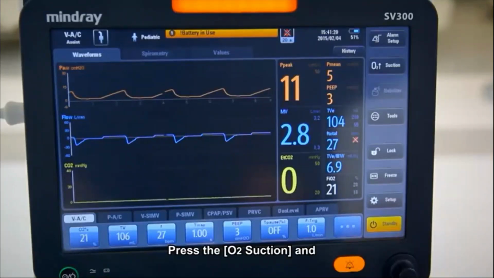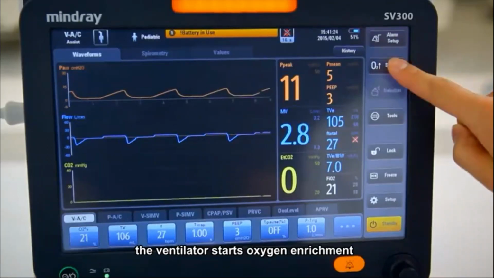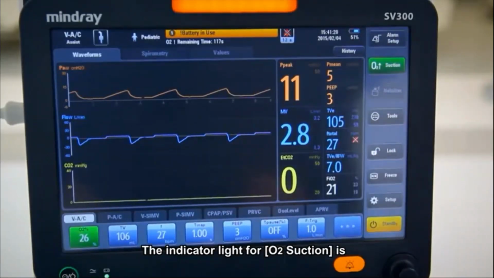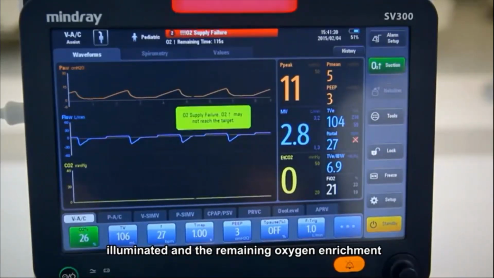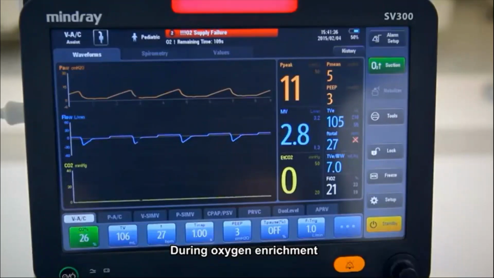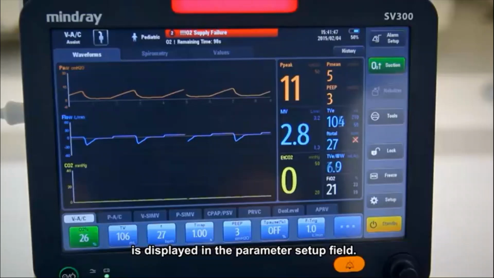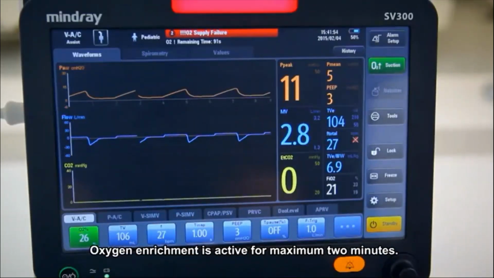O2 suction. Press the O2 suction and the ventilator starts oxygen enrichment. The indicator light for O2 suction is illuminated and the remaining oxygen enrichment time is displayed in the prompt message field. During oxygen enrichment, the currently set oxygen concentration is displayed in the parameter setup field. Oxygen enrichment is active for maximum 2 minutes.